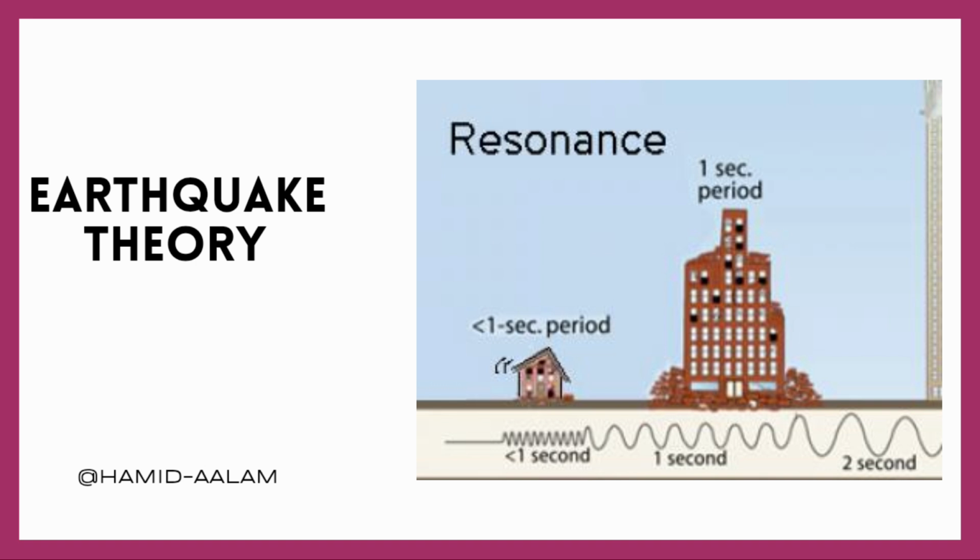Like what would an MMI of IV feel like versus, say, 8? An MMI IV might be light shaking, felt indoors by many, maybe rattling dishes. An MMI 8 would be severe shaking, considerable damage to ordinary buildings, even some collapse. Chimneys might fall. It's a big difference in impact.